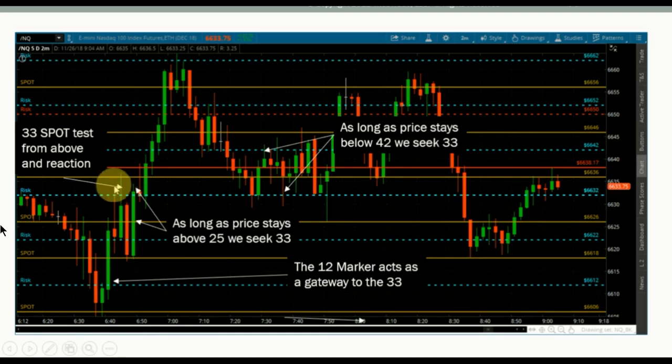This is the 33 right here. Where was the resistance heading into it? 12 markers, good. We head to the 33. If we're able to catch a 36 short, and this was this week when we had a 38 weekly pivot, that's almost a blind fade, meaning we're just going to take that trade immediately because we know that the weekly pivot could shut it down.